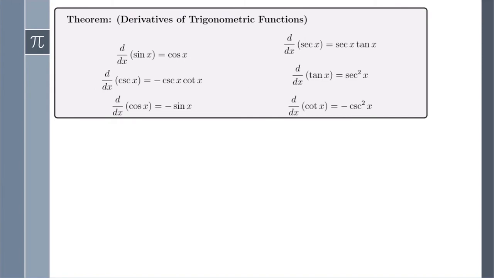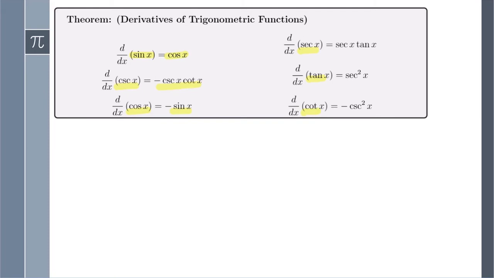Now we are going to look at the derivatives of trigonometric functions. We have these basic 6 trigonometric functions here. The derivative of sine x is cosine x. Then we have cosecant x, the derivative of cosecant x is negative cosecant x cotangent x. The derivative of cosine x is negative sine x, and so on. So we have all 6 of them here. We'll prove one of these formulas.